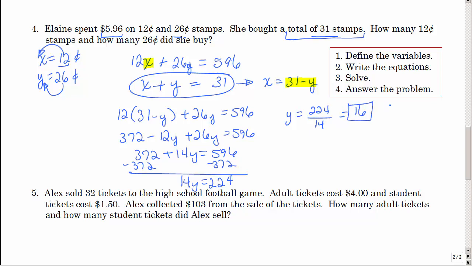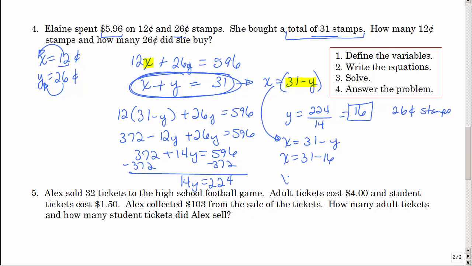So I have 16 26-cent stamps because that was y. Now, I'm going to go back to the same equation and get x. All right, since x equals 31 minus y, using that one, 31 minus 16, I have 15 12-cent stamps. So make sure you understand how to set up those money problems.